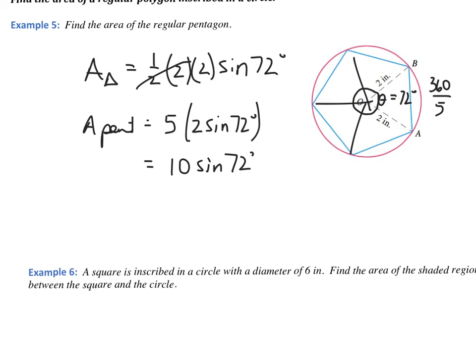You're going to have to toggle back to angles. 9.51. 9.51 inches squared. Okay? So understand the idea here is to figure out the area of one triangle, which was 2 sine 72. Multiply that by the fact that there's 5 triangles, and you get your area. Okay? So if it was an octagon, we would have multiplied by 8. We also would have had a different angle measure.